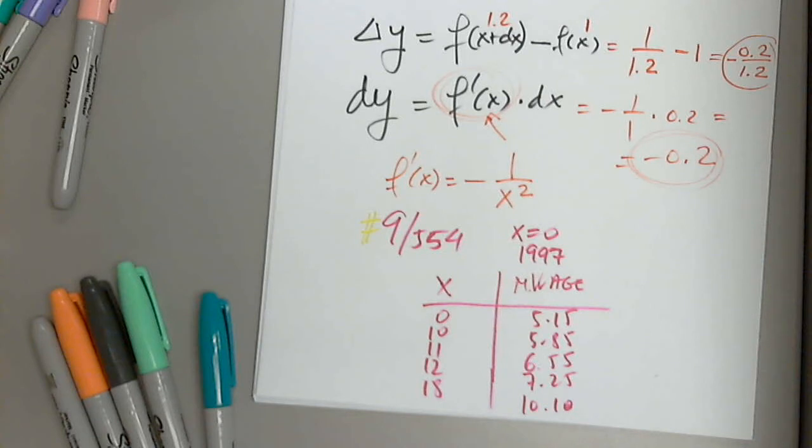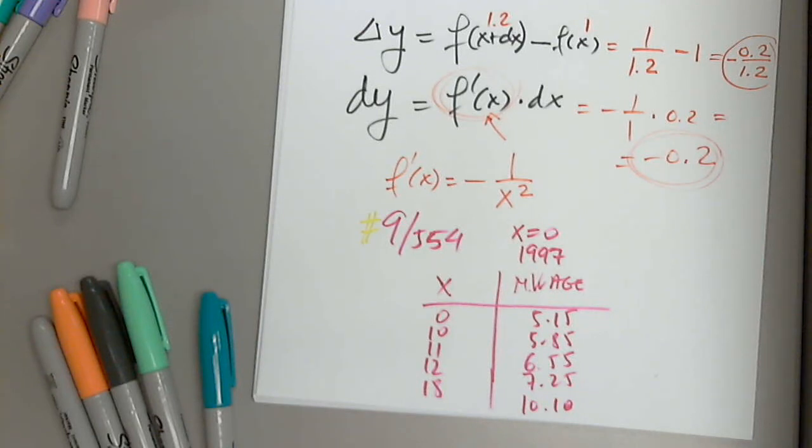Yes, correct. 5.15. 5.85. 6.55. 7.25. And 10.10. And we are told it's linear regression. So get out of there with second and quit.